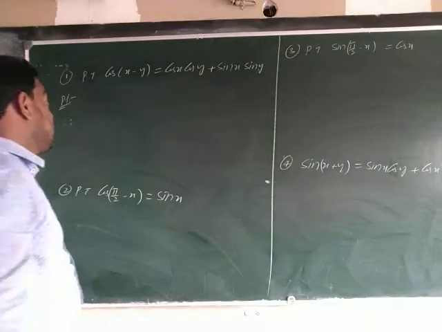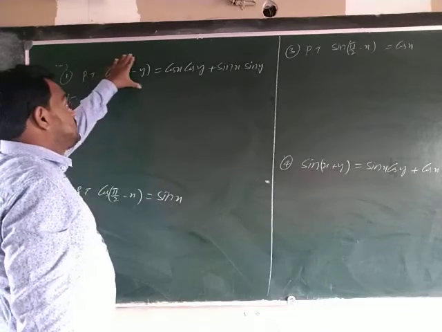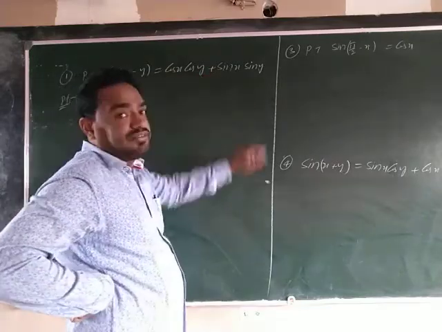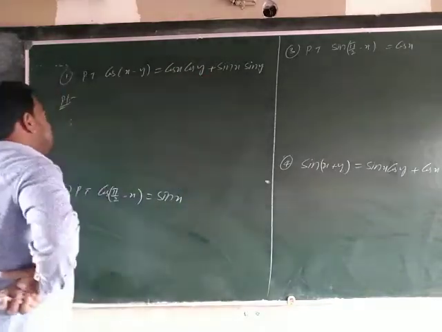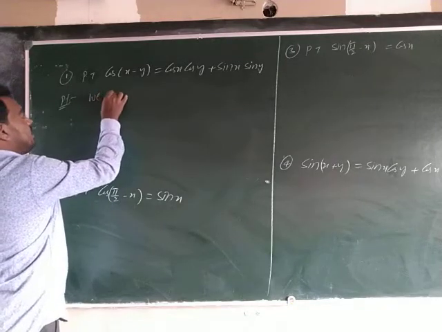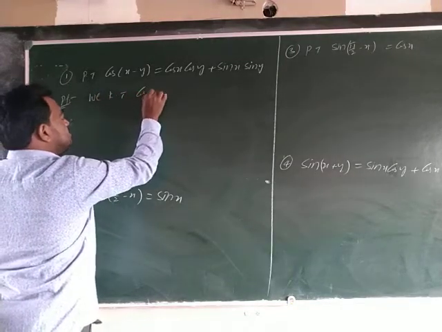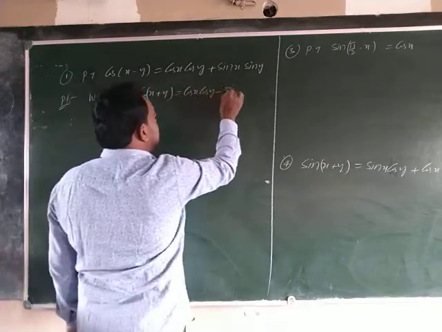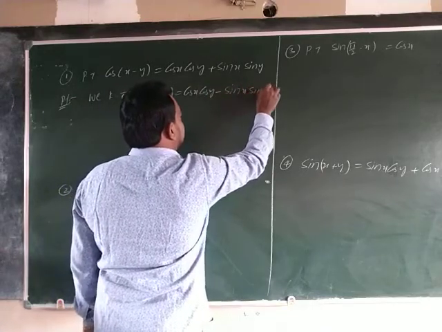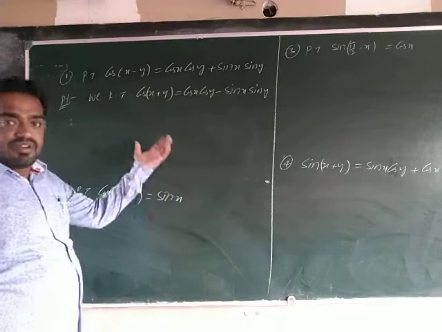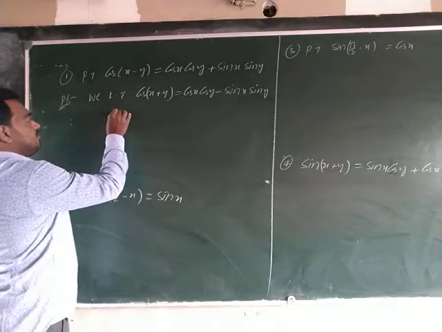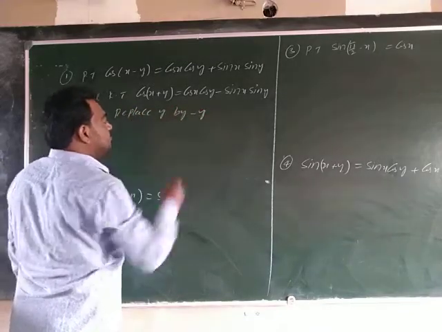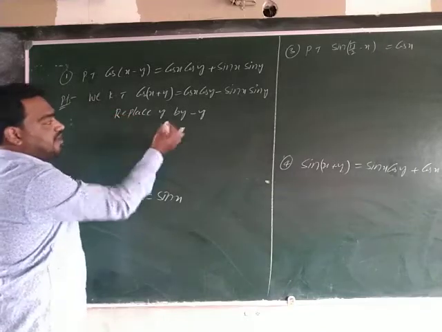The sub questions they are asking like this: hence find cos of x minus y. That formula is cos of x minus y equal to cos x cos y plus sin x sin y. So see how we are doing this. We know that cos of x plus y is equal to cos x cos y minus sin x sin y. Already we proved this one. Now replace y by minus y. In place of y, I am writing minus y.